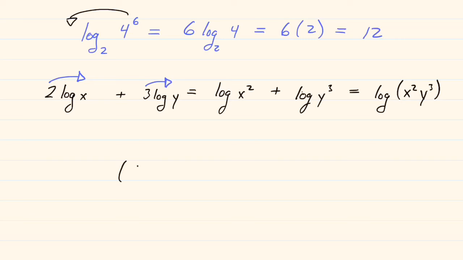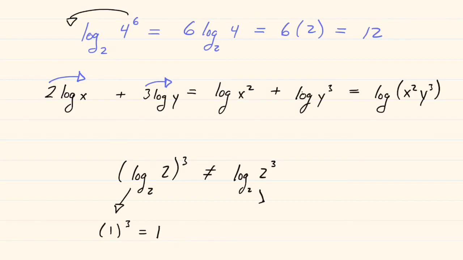Something to point out, and it's really important that you recognize this, is that the log base 2 of 2, all to the power of 3, is not the same as the log base 2 of 2 to the power of 3. These are two different things. Log base 2 of 2 is 1, so the log base 2 of 2 all to the power of 3 is really just 1 to the power of 3, which is 1. Log base 2 of 2 to the power of 3, well, we know when those bases are the same, we can cancel them out. So this just equals 3.